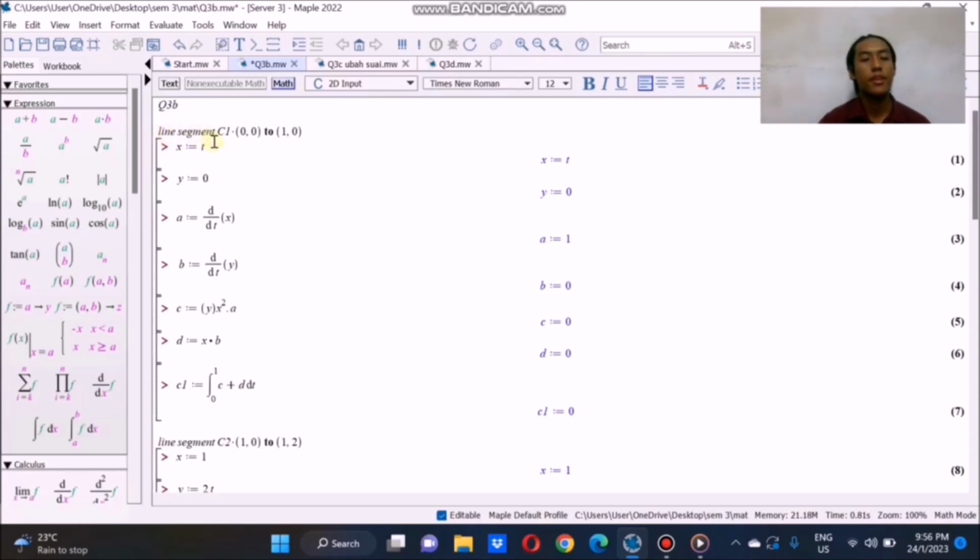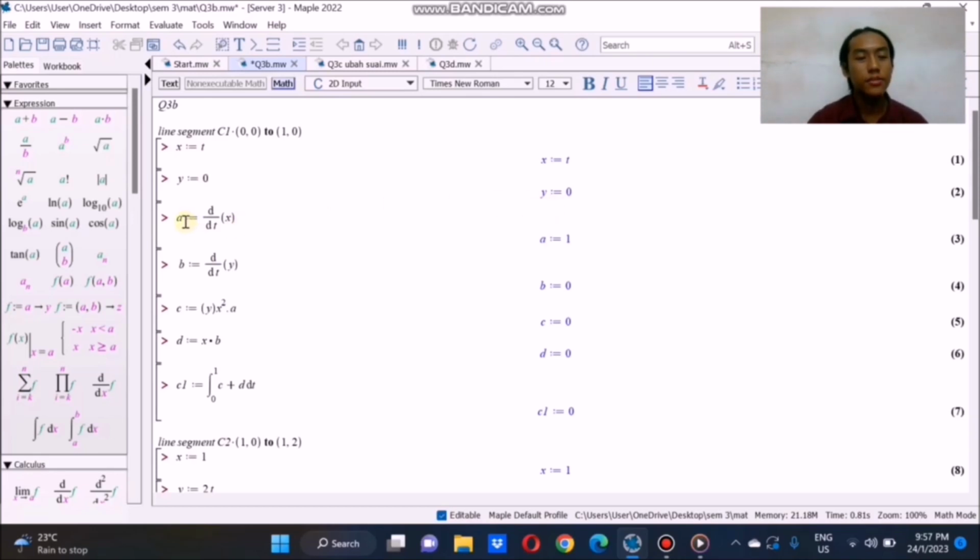For this solution, I divide it into 3, which is C1, C2, and C3, because of the triangle. So first we need to declare the function. To declare, we need to type here, insert a Maple prompt. Maple prompt is very important to declare any function. The blue color is the result or the answer for the function that has been declared. So next, for example, x is equal to t, the answer will be x equal to t, y equal to 0, and the answer will be y equal to 0.